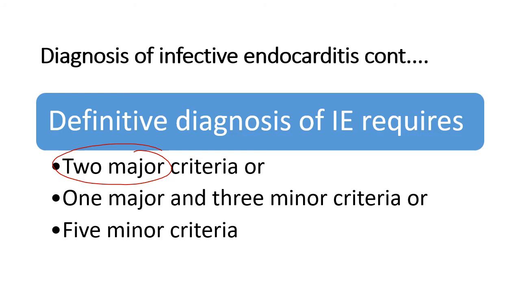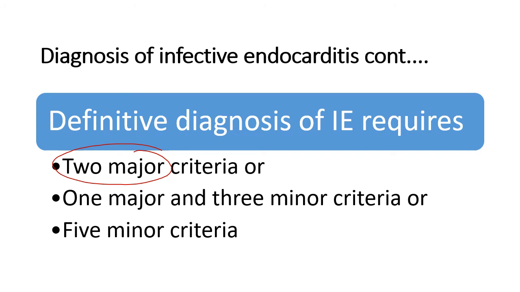What are the major criteria? Presence of microorganism in 2 positive blood cultures. That gives us 1 major criterion, and the second major criterion is the presence of valvular damage on echocardiogram. Number 2 is when you have only 1 major, either evidence of microorganism in the blood or valvular damage on echocardiography.